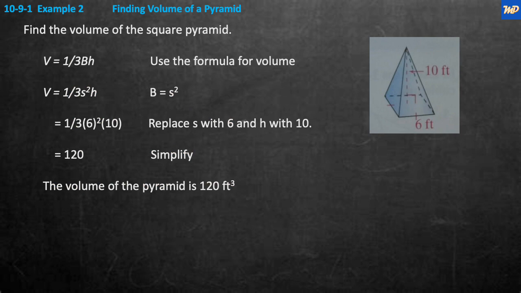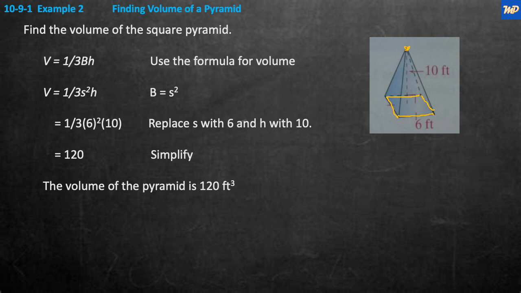Okay, example 2, finding the volume of a pyramid. Again, find the volume of a square pyramid. They're telling us it's a square pyramid, and we look at the bottom down here, it's square, right? It's a square pyramid. It has 4 triangular sides that come up and meet right up there at the point. Okay, so we know the volume is 1/3 base times height, just like the cone.